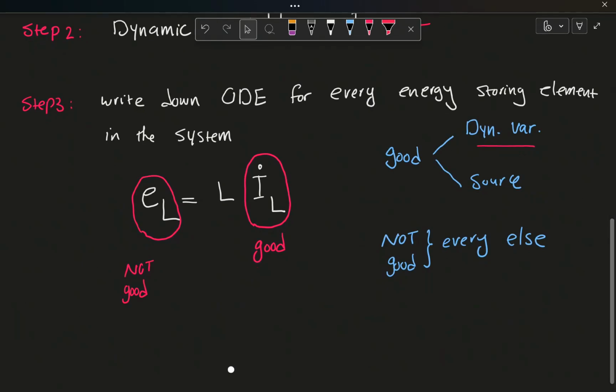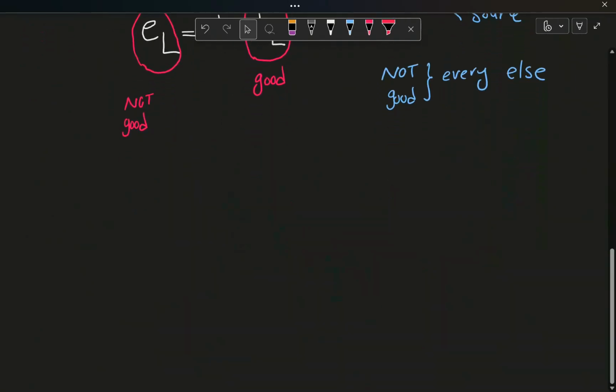The next thing is L over here. Do you guys think that L is a good term or not a good term? Well, L is a parameter, a constant number. We don't care. We move on. Okay? So, my job is rewriting EL in terms of my good terms.